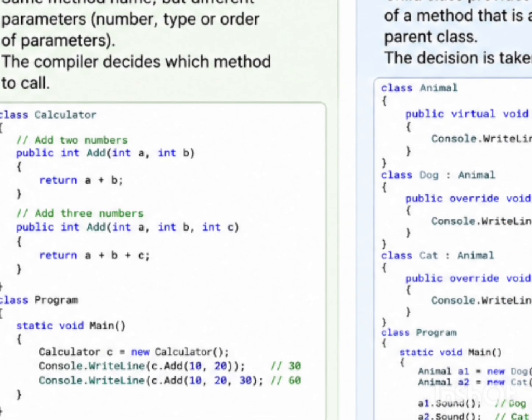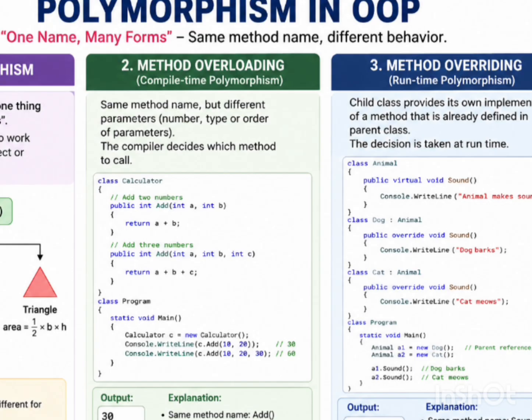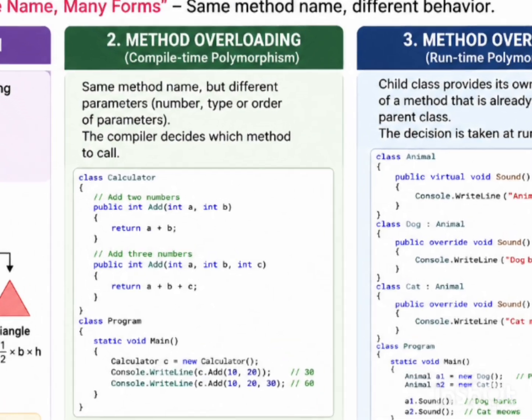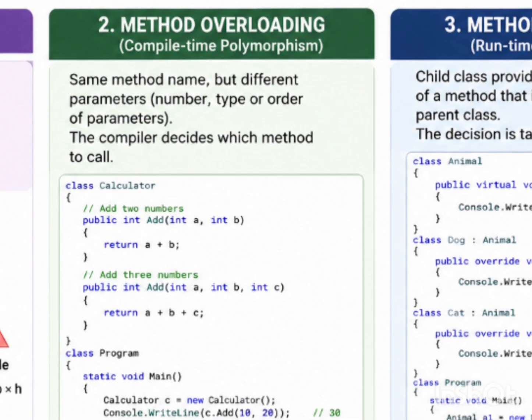Next, there are two types of polymorphism. One is method overloading and one more is method overriding. Okay, what is method overloading? We also call it compile time polymorphism. I'll explain why we call it compile time.